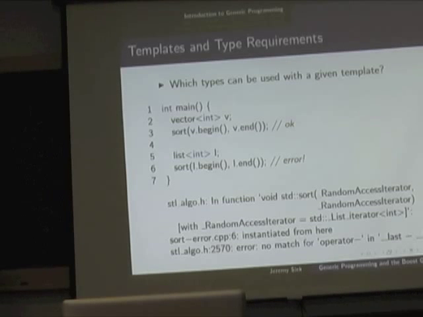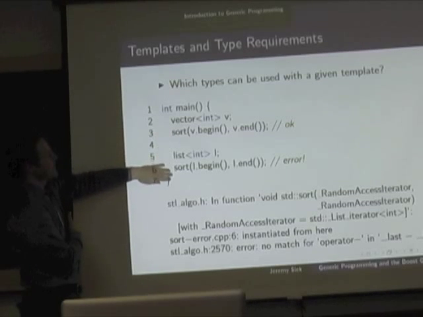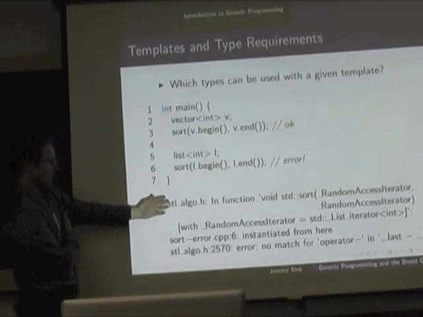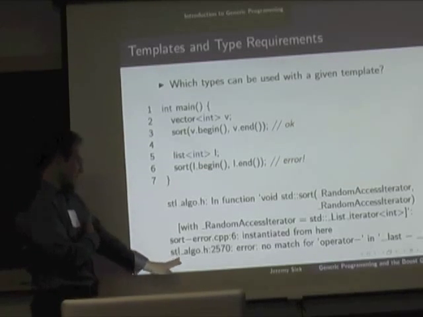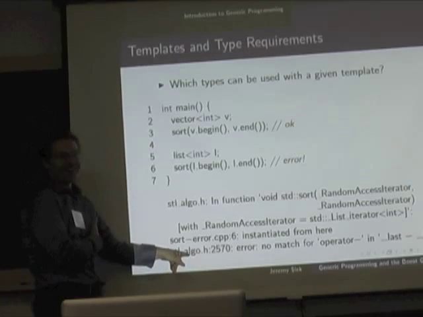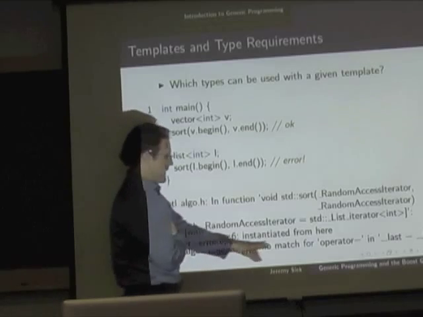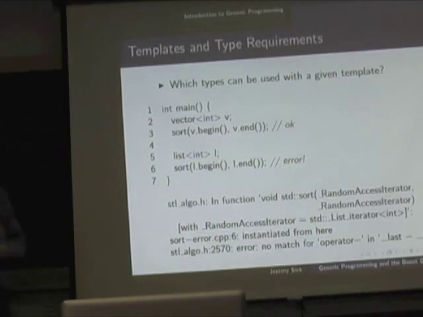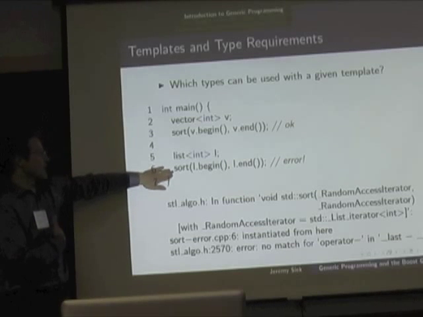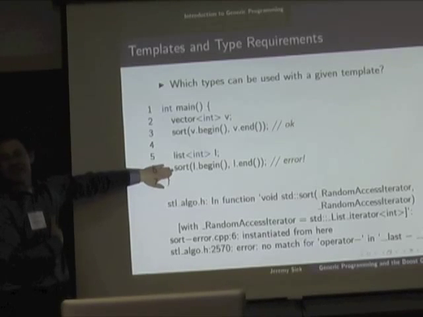So one of the key issues when you're dealing with templates and generic programming is what types are you allowed to use when you're invoking a generic function. Here I'm calling the sort function of the standard template library with a vector, and then here I'm calling it with a linked list. And we end up with an error message somewhere deep inside stl_algo.h, the header file. It's saying there's no match for operator minus or subtraction, where somewhere down there they're trying to subtract last minus first. So what's going on here is that sort wasn't meant to be used with the linked list class.